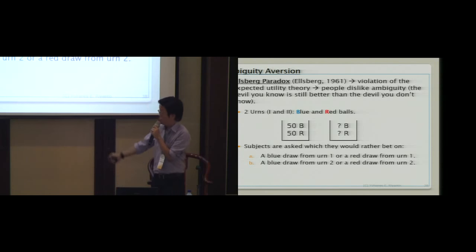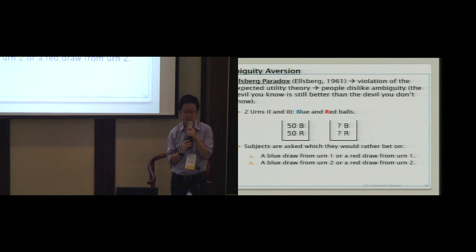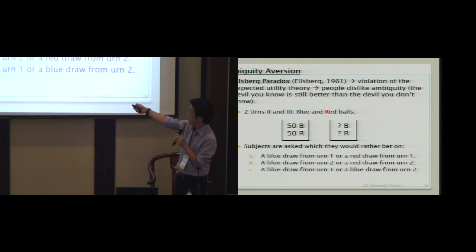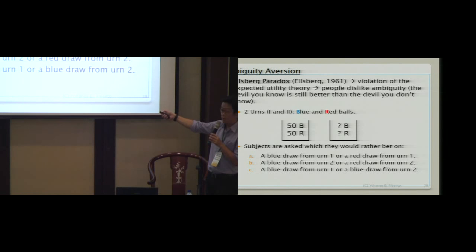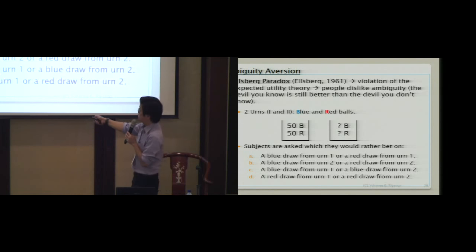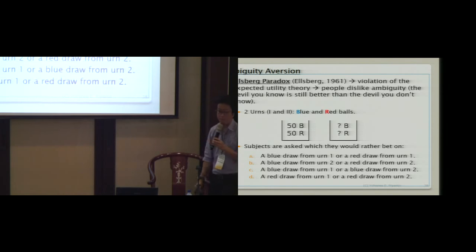What about this? A blue drawn from urn 2 or a red drawn from urn 2? You think, I don't know how many blue there, how many red there. Okay? Because I don't know, I don't have to think too much about this. I'm indifferent between a blue drawn from urn 2 and a red drawn from urn 2. What about this? A blue drawn from urn 1 or a blue drawn from urn 2? And here, people usually think, oh, I know there's 50 blue, 50 red here, but I do not know how many blue there. I would prefer to choose urn 1. What about this? A red drawn from urn 1 or a red drawn from urn 2? Urn 1, because I know there's 50 red and 50 blue, and this one I do not know.